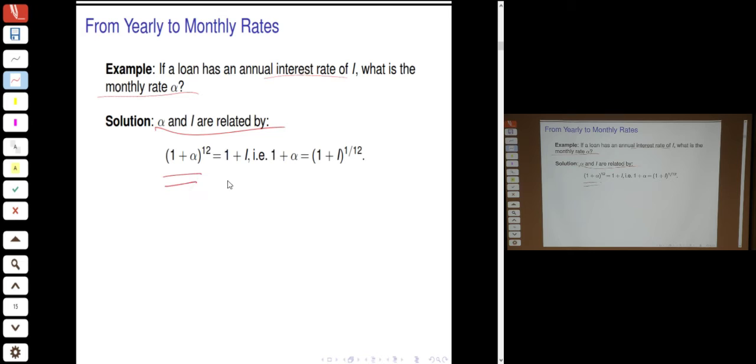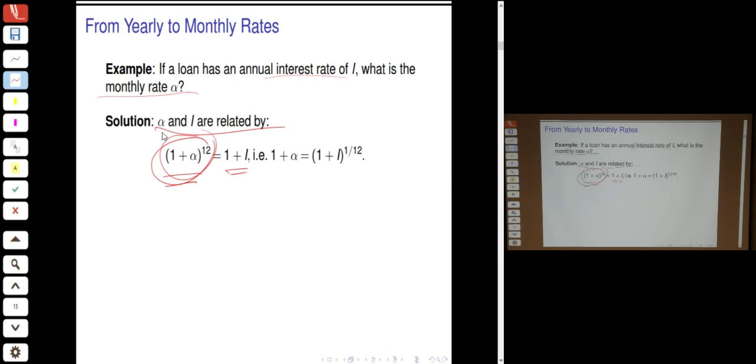1 plus alpha to the power of 12 is 1 plus I, because I is the yearly interest rate. If you start with C0 amount of money in the beginning, at the end of the year you get 1 plus I times C0. If you start with C0 dollars and the monthly interest rate is alpha, then you have 12 units of time in the monthly count, 12 months in a year. So, 1 plus alpha gets raised to the power 12, times C0.